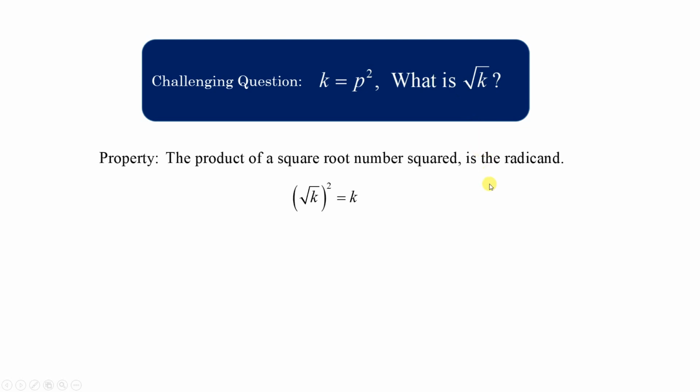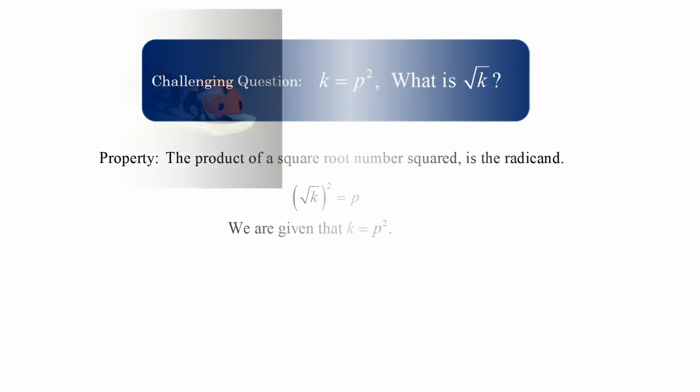But we can also look at it like this, using our first fact, that if you have a square root number and you square it, the product is the radicand. And we're also given the fact that if you square p, the product is k. So if you have the square root of k and you square it, the product is k. If you have p and you square it, the product is k. So that means that it must be equal to p because they have the same exact property. So the square root of k must be p, right?